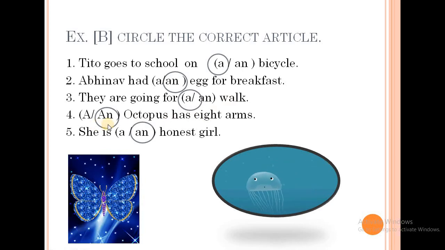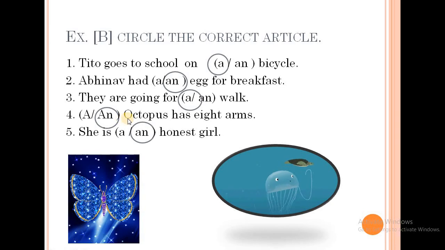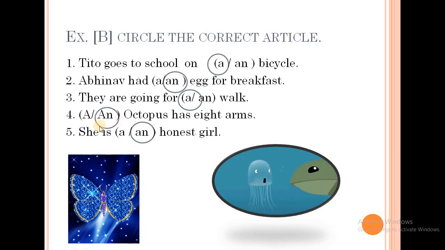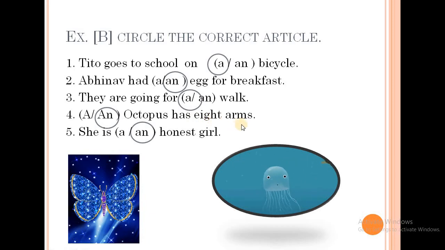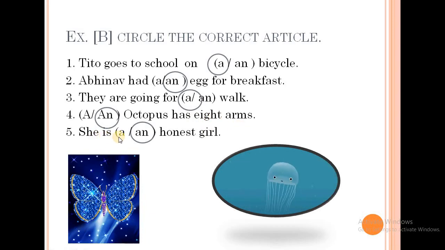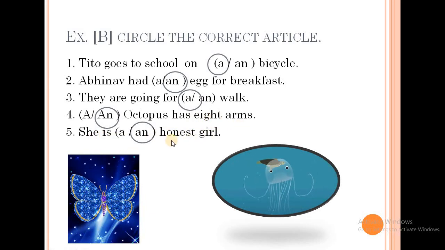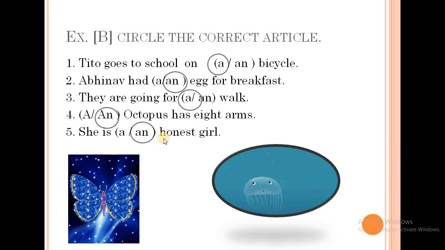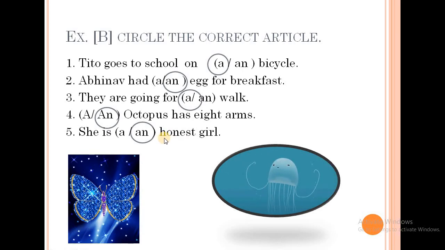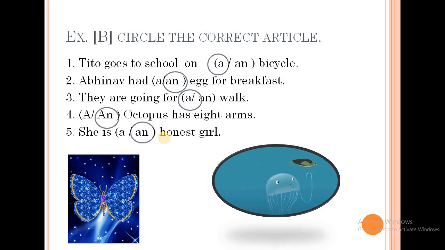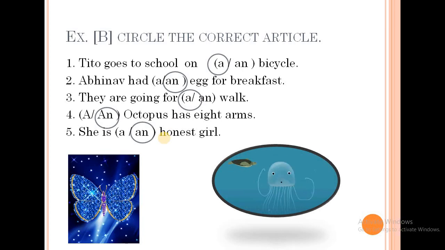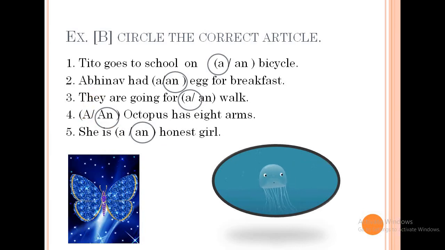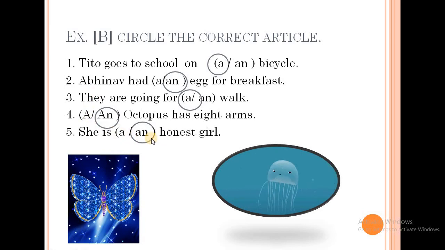Next one. An octopus has 8 arms. O, that is a vowel. So, an octopus has 8 arms. She is an honest girl. Here this word starts with H. H is a consonant, but the sound of honest is like a vowel. So here we will write article an.